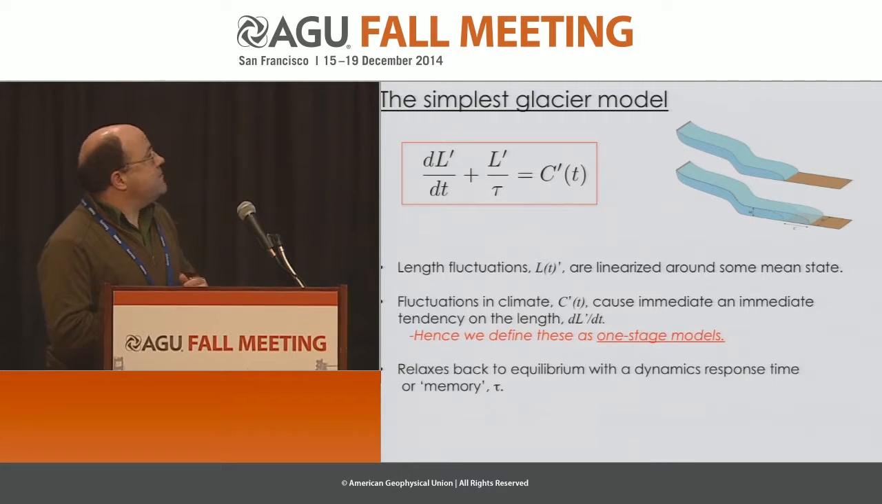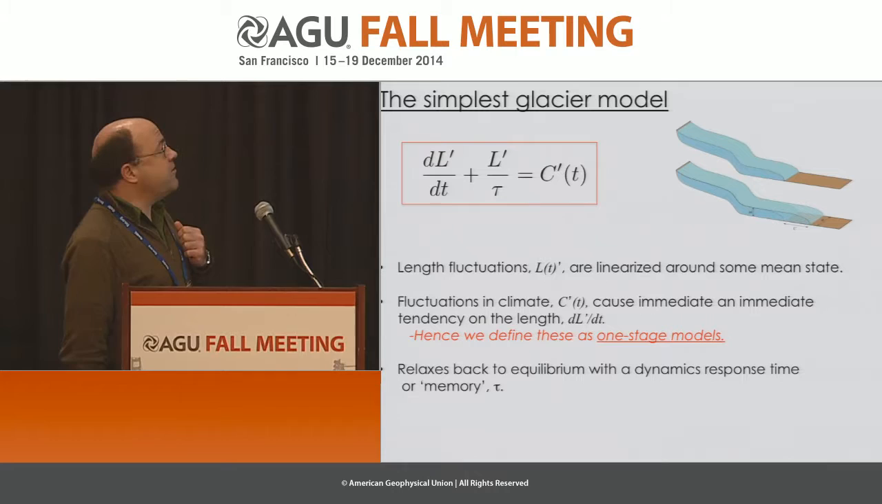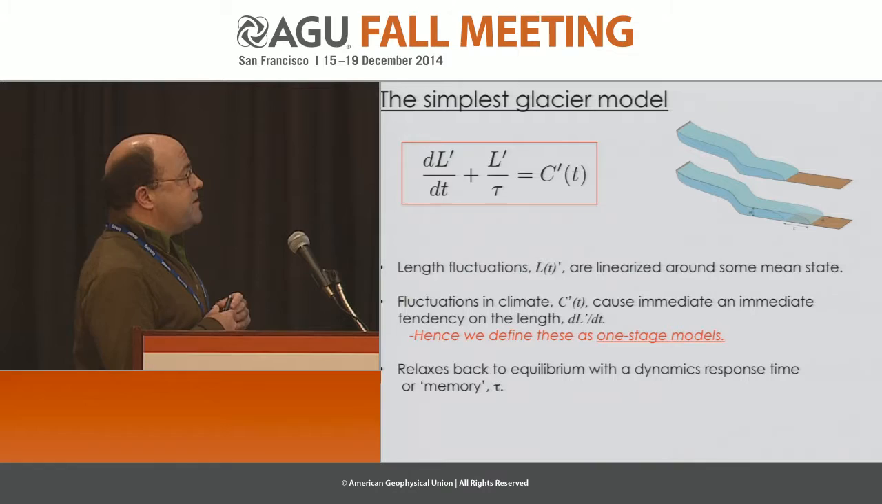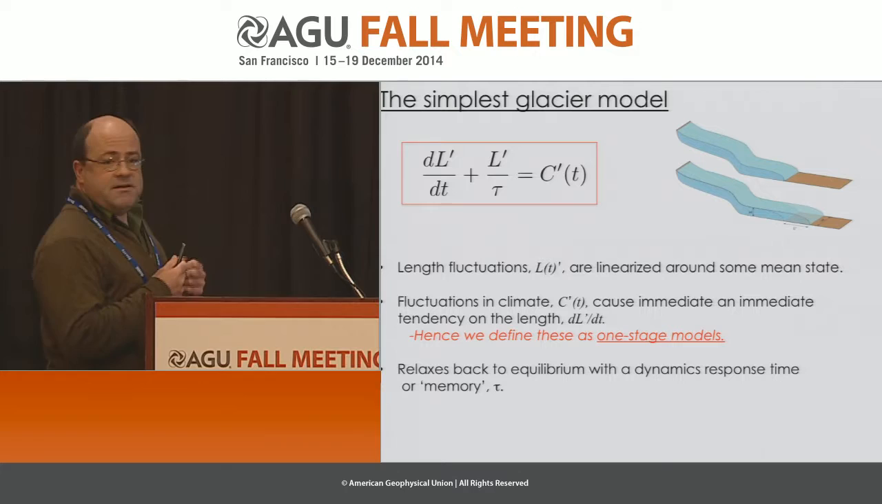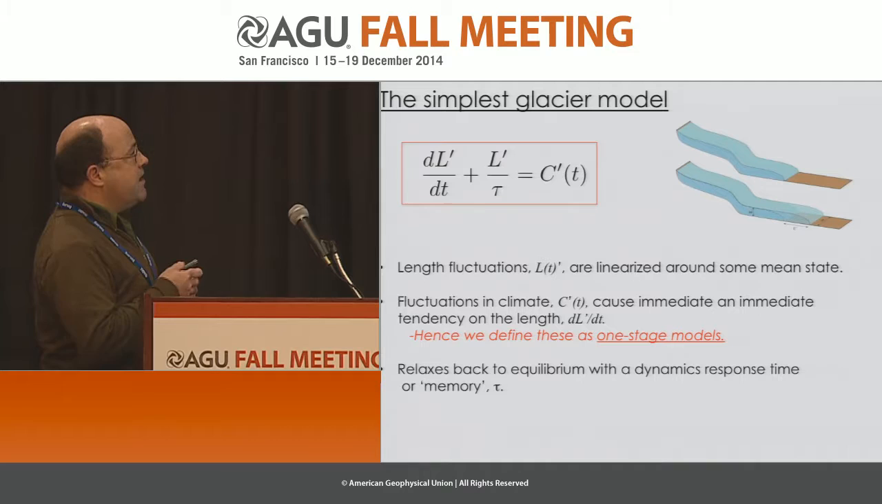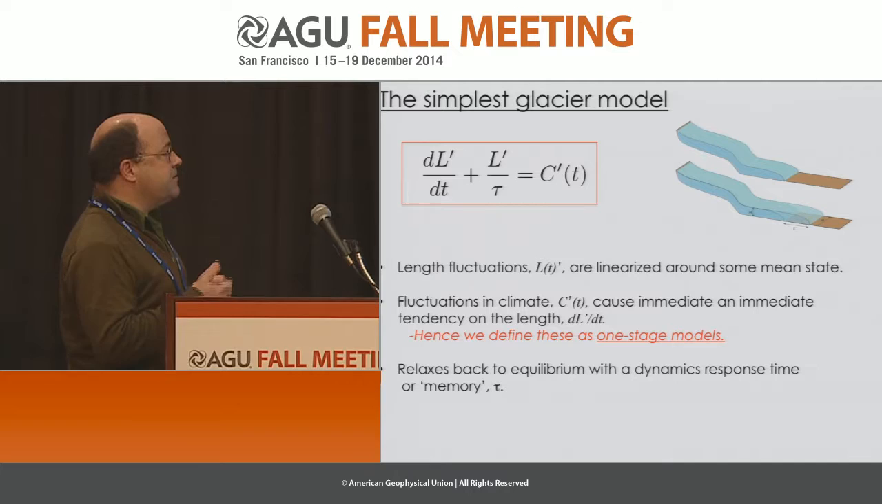So I'm going to start by assuming that most people in the room are familiar with the simplest model of a glacier length response to climate, in which the length fluctuations are linearized around some mean state, and climate fluctuations C cause an immediate tendency on the length change. And for that reason, I'm going to call all such models one-stage models. And there's a time scale, tau, on which the glacier relaxes back to equilibrium, representing its response time or its memory.